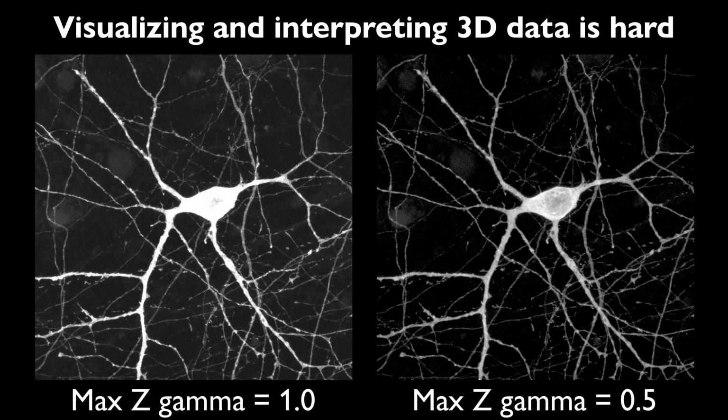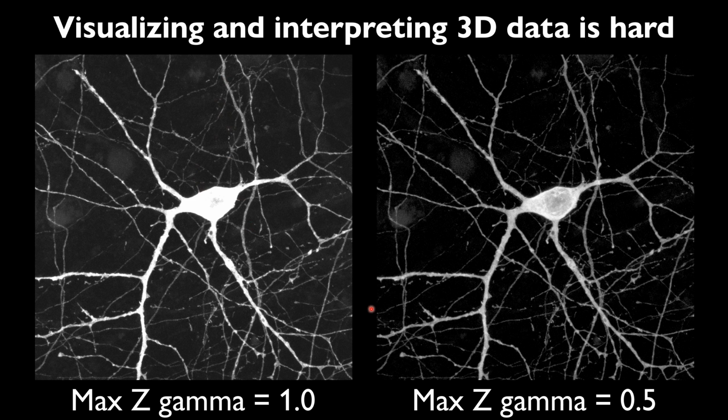However, you can see on the image on the left where I've done this maximum Z projection with a parameter called gamma at 1, which is the typical default, it's very hard to see both bright things and dim things at the same time. So the soma is very bright and we can't see it very well, and we're also having difficulty seeing maybe some of the dimmer things.